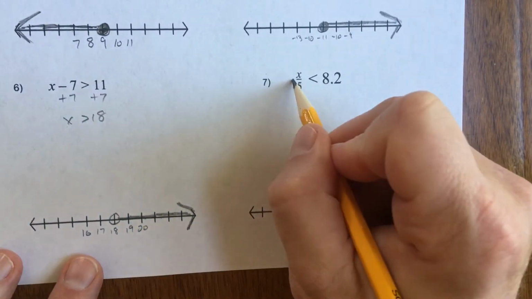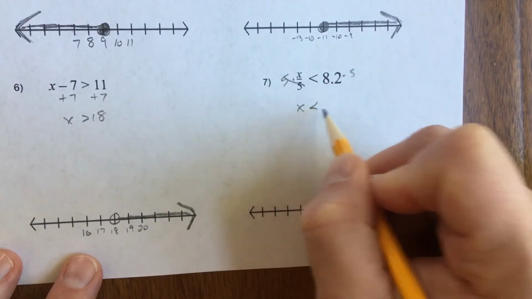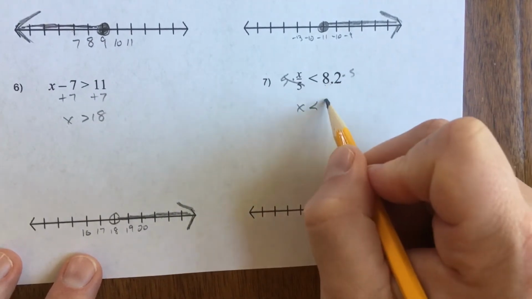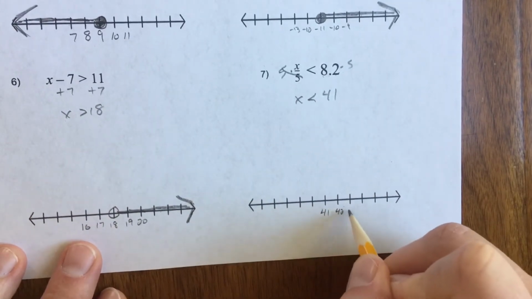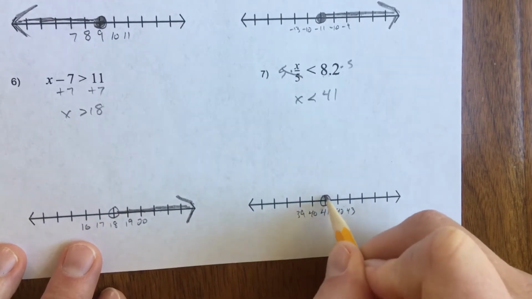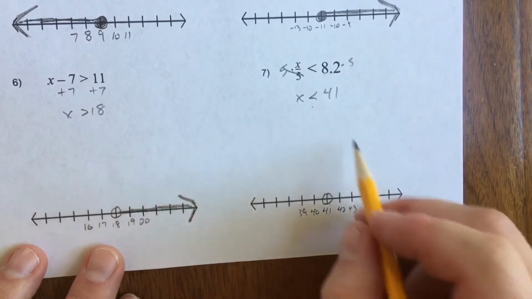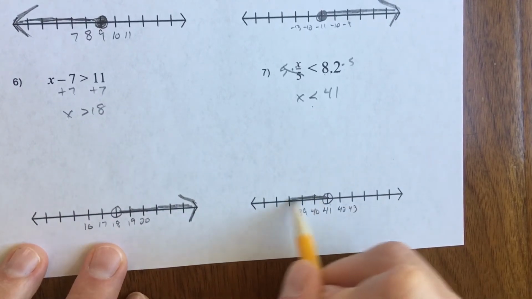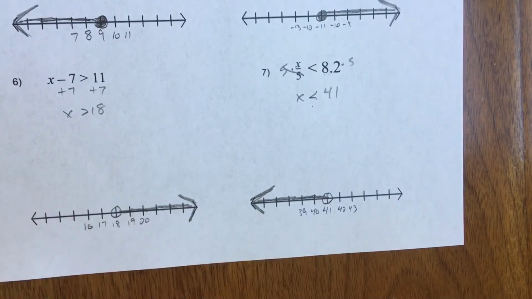For this one here, we're going to multiply by 5. Multiply by 5, that cancels that. 8.2 times 5 is 41. So we'll put 41 down. A couple numbers bigger, a couple numbers smaller. Circle the 41. We are not equal to, so don't fill it in. We're looking for numbers less than 41. 40, 39, 38, they're all to this side here. So that's what we do with that.